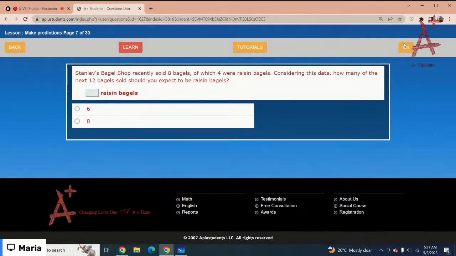Stanley's bagel shop recently sold 8 bagels, of which 4 were raisin bagels. Considering this data, how many of the next 12 bagels sold should you expect to be raisin bagels? So, which is the correct option? The correct option is 8. Out of 8 sold, 4 were raisin. That means if you sold 12, half of them would be raisin. That means 6 of them would be raisin bagels.